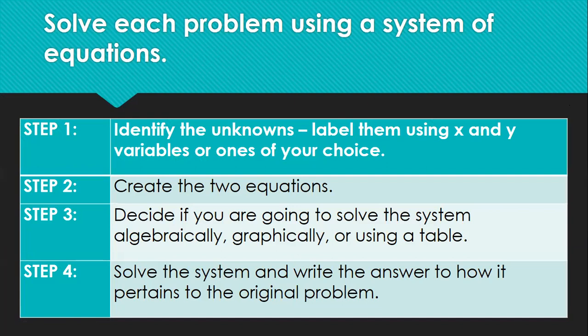Now, there is going to be a time where y equals mx plus b comes into play, and you may be solving for slope and y-intercept, using m and b. But we're going to create the 2 equations, and then we're going to decide if you're going to solve the system algebraically, graphically, or using a table, which is what we've been working on for the past week and a half. So you solve the system. Your final answer must be written to how it pertains to the original problem. You can't just write 37 or 58. What do those numbers mean? What do they represent?